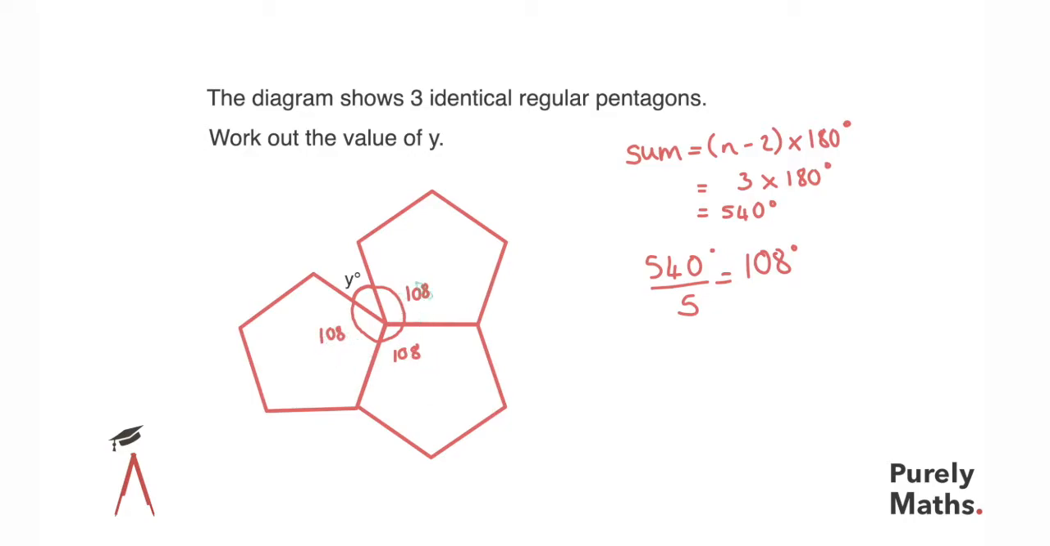So my next step would be to multiply 108 by 3 to work out what the total is from those 3 angles, and that would be 324 degrees. And then all I need to do is take that away from 360 to work out what y is. So 360 degrees, take away 324 degrees equals 36 degrees. So that means that y here is 36 degrees.